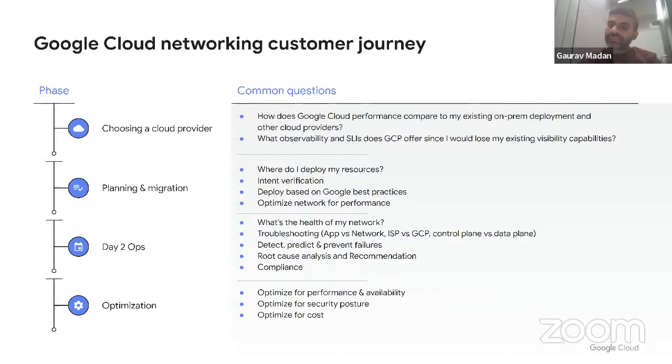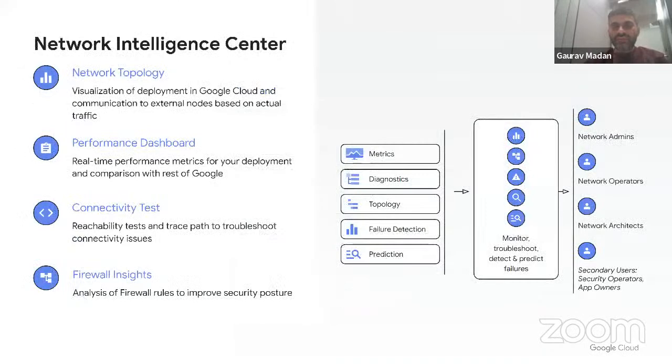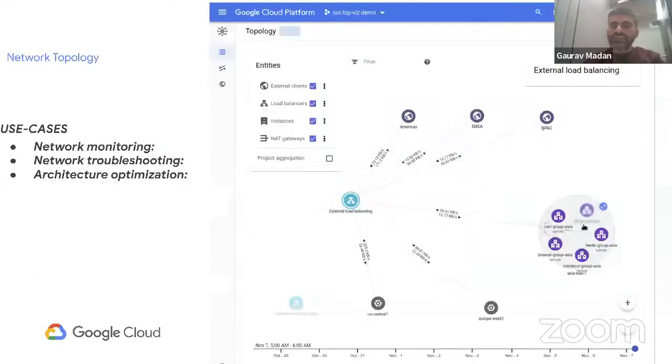Last but not the least, you might require to do an optimization of cost as well as architecture. To do that, we have a framework called Network Intelligence Center. It is like a Swiss Army knife, which has multiple sub modules under it. The first module is something called topology.